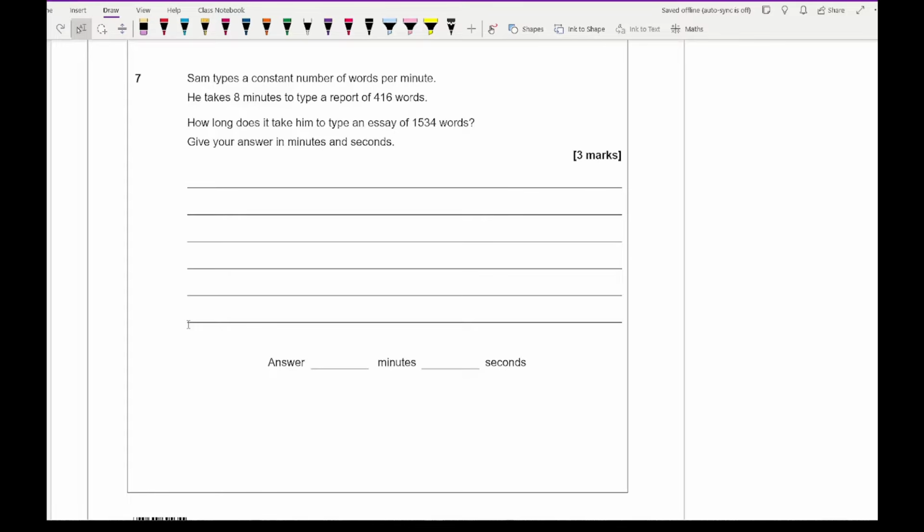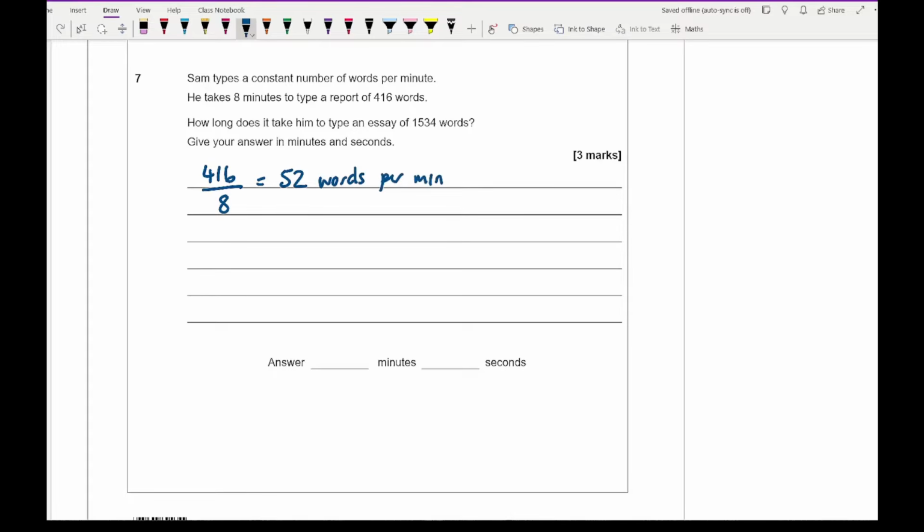How long does it take for him to type an essay consisting of 1,534 words? And give your answer in terms of minutes and seconds. So for this, let's have a look first of all at how many words he types in 1 minute. So we do 416 divided by 8, and we do that on our calculator. 416 divided by 8 comes to 52 words per minute.